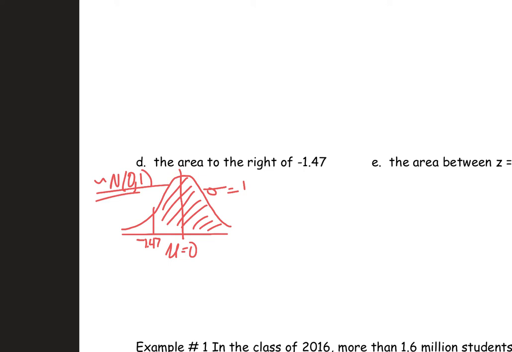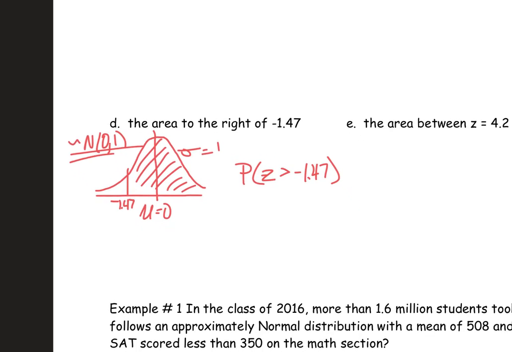Now the problem is when we go to the table, let's list out what we want to find. We want to find everything greater, so to the right of negative 1.47. But as we learned on Friday, table A only finds z-scores to the left. So we'll need to essentially find this space in yellow on table A, and then we'll need to subtract it from 1.